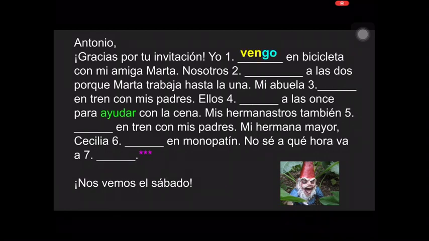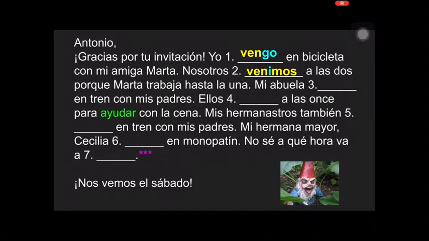All right, number one. We have Antonio, they're writing a letter. Antonio, gracias por tu invitación. Thank you for your invitation. Yo vengo en bicicleta con mi amiga Marta. I'm coming on a bike with my friend Martha. Nosotros, talking about we, venimos, don't forget it's an IR verb. Nosotros venimos a las 2 porque Marta trabaja hasta la 1. We are coming at 2 because Martha is doing what? She's working until 1 o'clock.